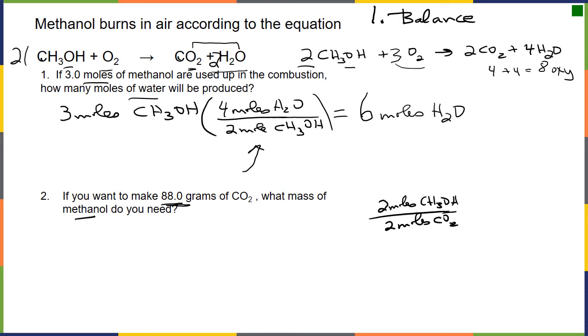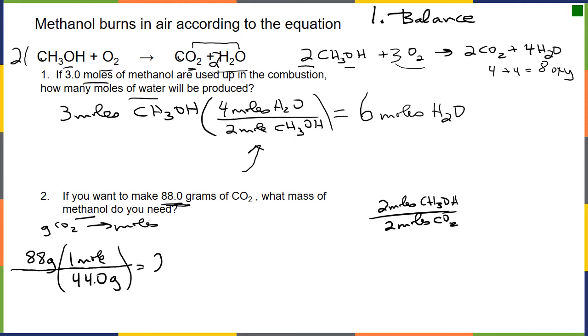Well, we know to go from grams of CO2 into moles, we're going to divide by the molar mass. So we're going to take our 88 grams. It's a little cleaner if we put 1 mole on the top, and the molar mass of carbon dioxide is 44 grams per mole, giving us a total of 2 moles of carbon dioxide. So step 1, balance your equation.